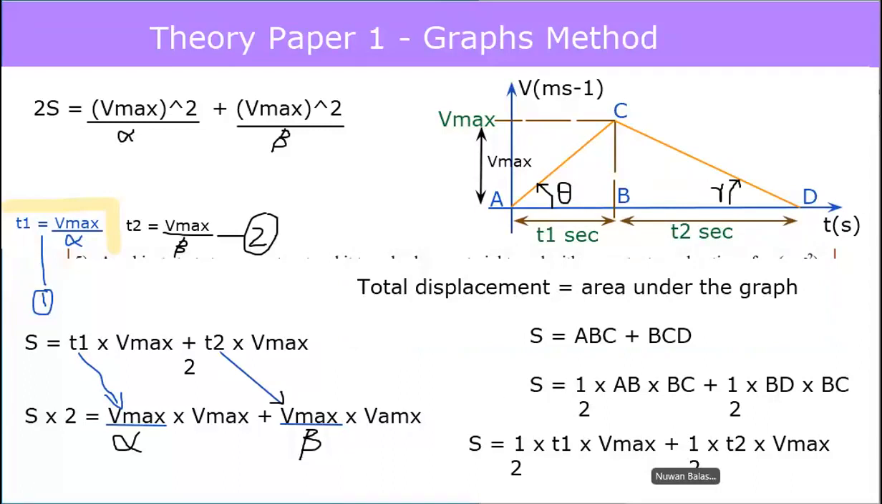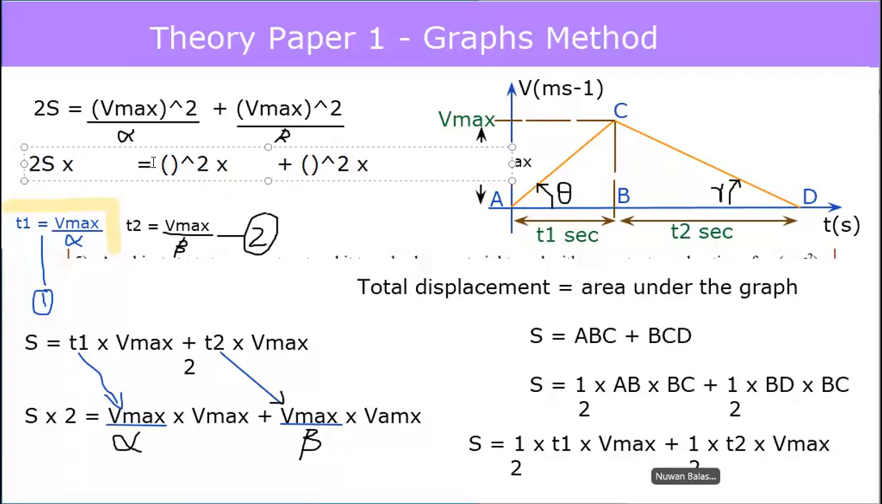So the easiest method is this, dear. Why can't we look at the board, dear? Here I have 2s. I multiply 2s by alpha and beta, right? Here I have Vmax square. That also I multiply by alpha and beta. Plus here I have again Vmax square, right? Just look at the board. That is also multiplied by alpha beta.